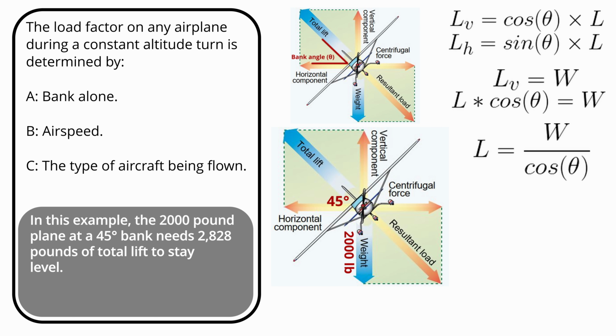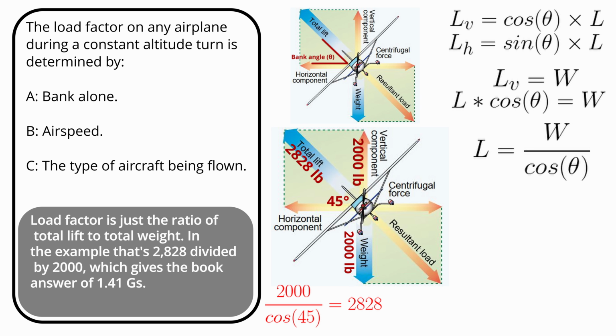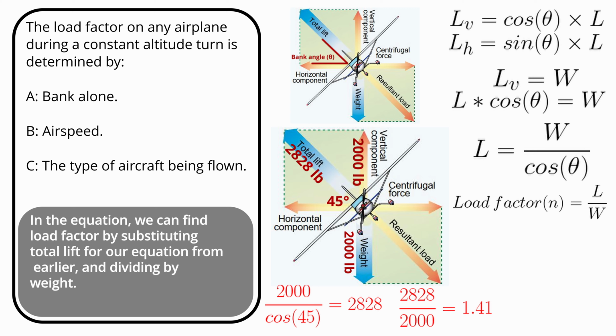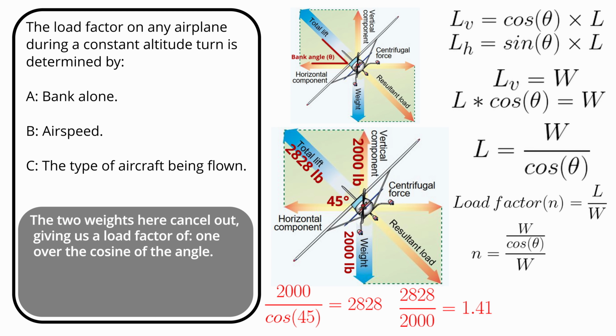In this example, the 2,000-pound plane at a 45-degree bank needs 2,828 pounds of total lift to stay level. Load factor is just the ratio of total lift to total weight. In the example, that's 2,828 divided by 2,000, which gives the book answer of 1.41 Gs. In the equation, we can find load factor by substituting total lift for our equation from earlier and dividing by weight. The two weights here cancel out, giving us a load factor of 1 over the cosine of the angle.